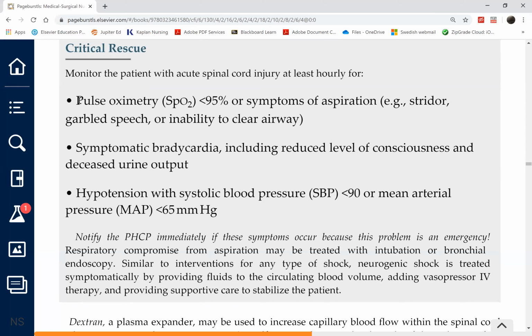So don't be a hero. Call the doctor. You see these symptoms, call the doctor immediately. And of course, this is spinal cord injury. So again, prepare the crash cart because we are going to have to intubate the patient. And what do we do about the bradycardia? This is now a symptomatic bradycardia because the blood pressure is low. What drug is used to treat symptomatic bradycardia?